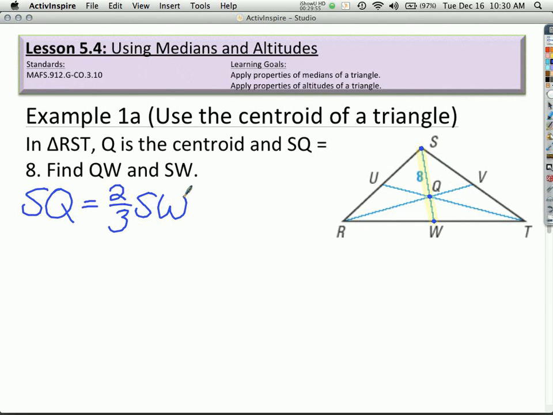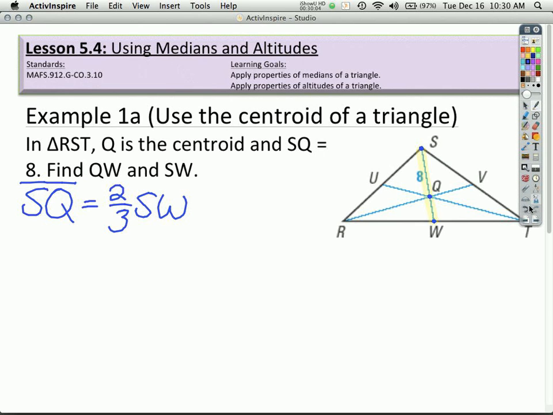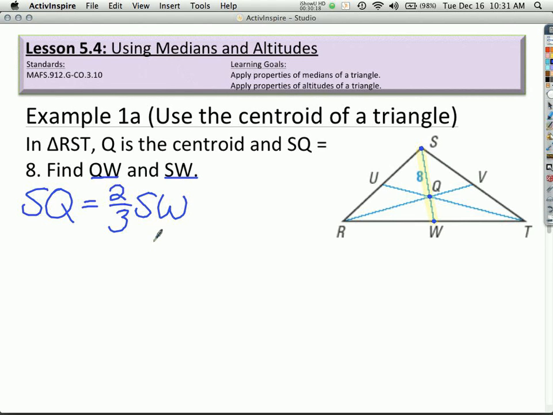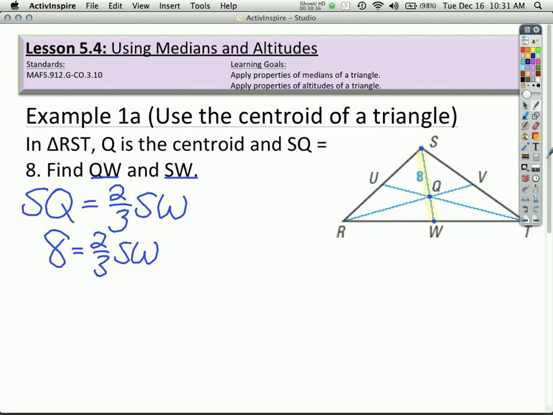Now remember, when I write SQ like that, that's a variable. If I write it like this, that's an object. Without the bar above it, that's a variable, which means that we can actually replace it with a value. So SQ equals 2/3 of SW. That we got from the theorem. So now plug in what we know to find what we don't know. We were asked to find QW and SW. Well, here's SW. We can find it now. SQ is 8, so plug in 8 equals 2/3 times SW. Solve the equation. That's a one-step equation for you. You can go ahead and solve that yourself.